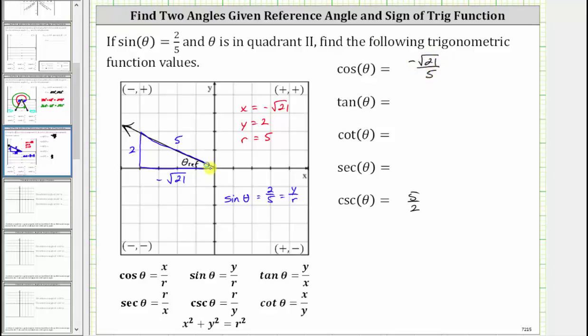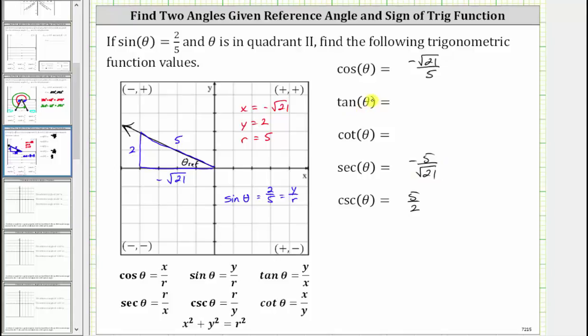Or using the reference triangle, we would have the ratio of the adjacent side to the hypotenuse, which also gives us negative square root 21 divided by 5. And the secant function value is equal to the reciprocal of the cosine function value, and therefore the secant function value is negative 5 divided by square root 21.